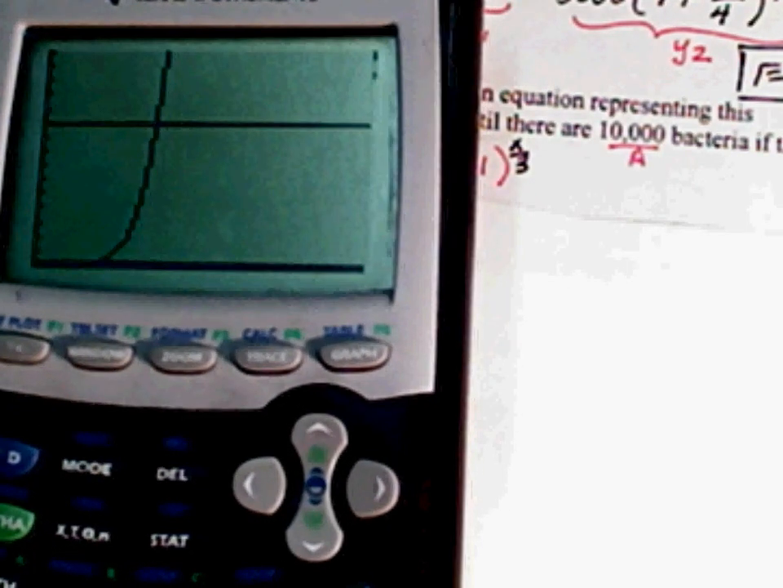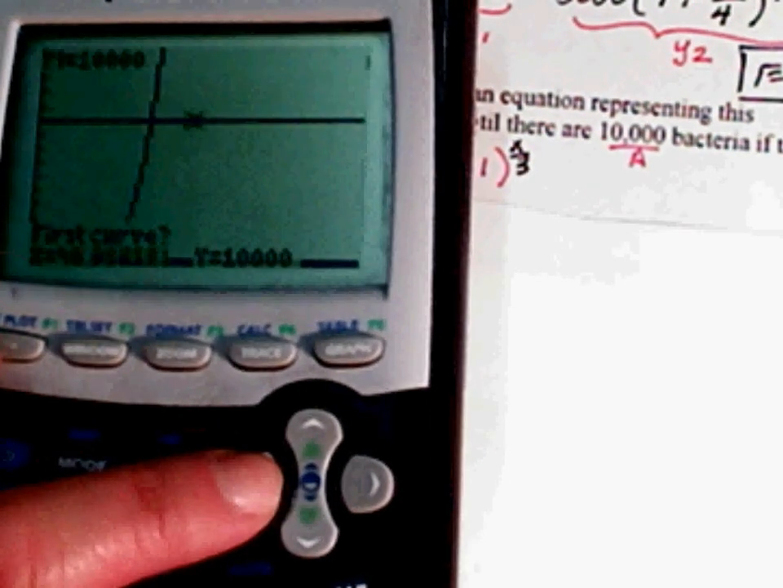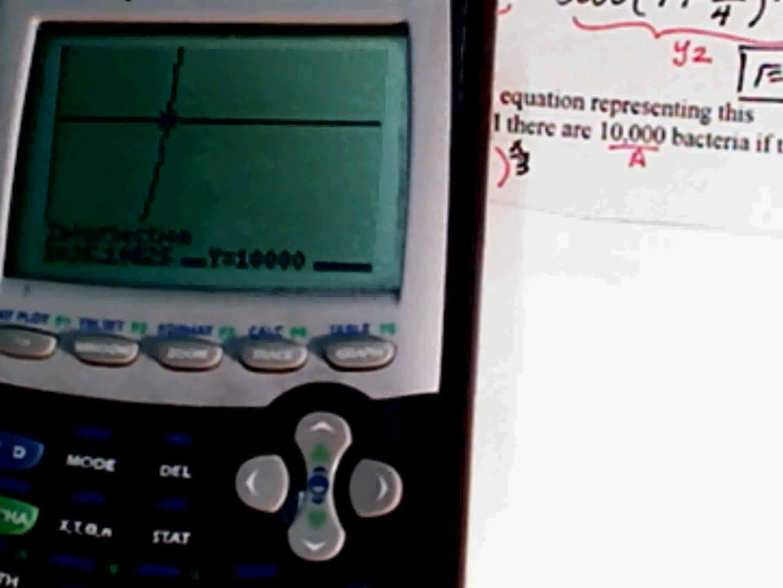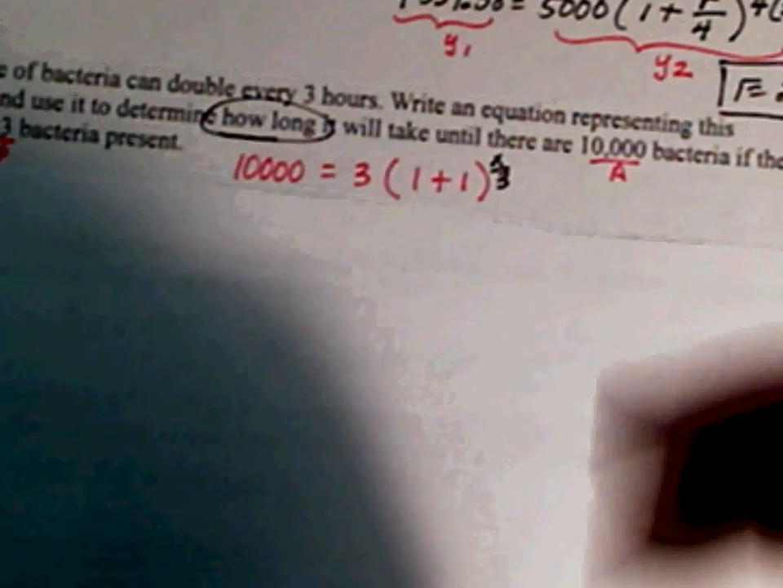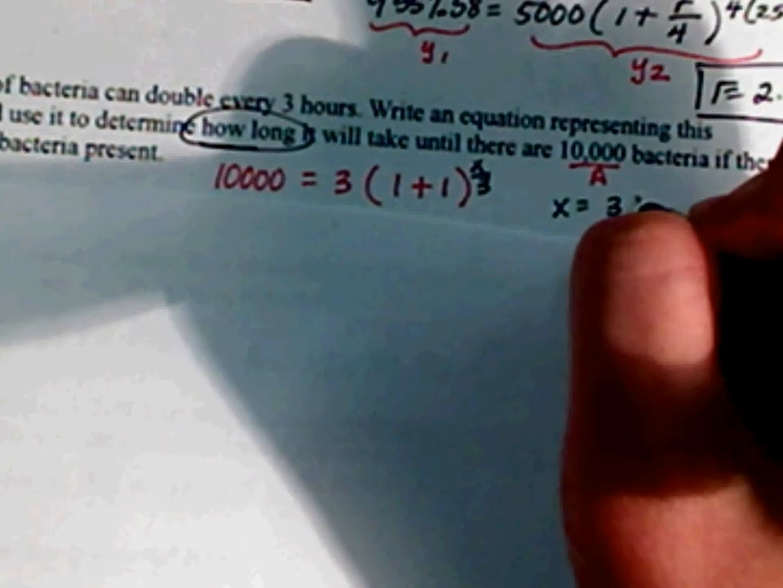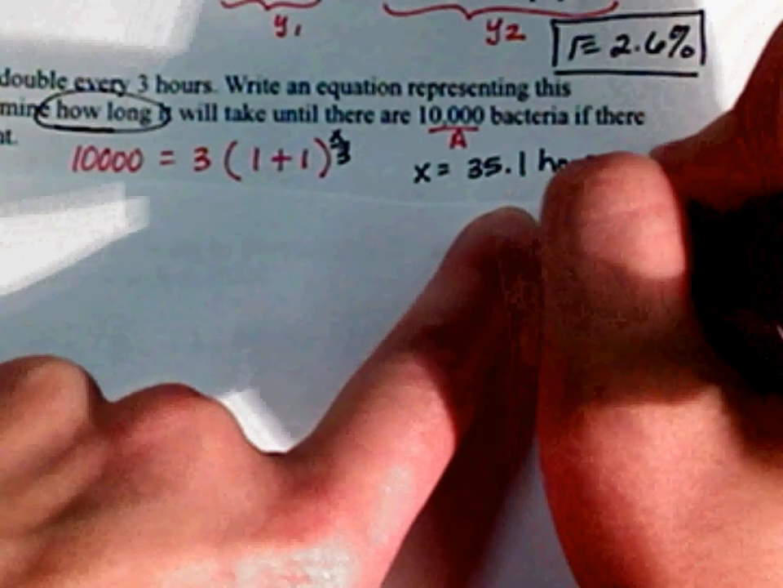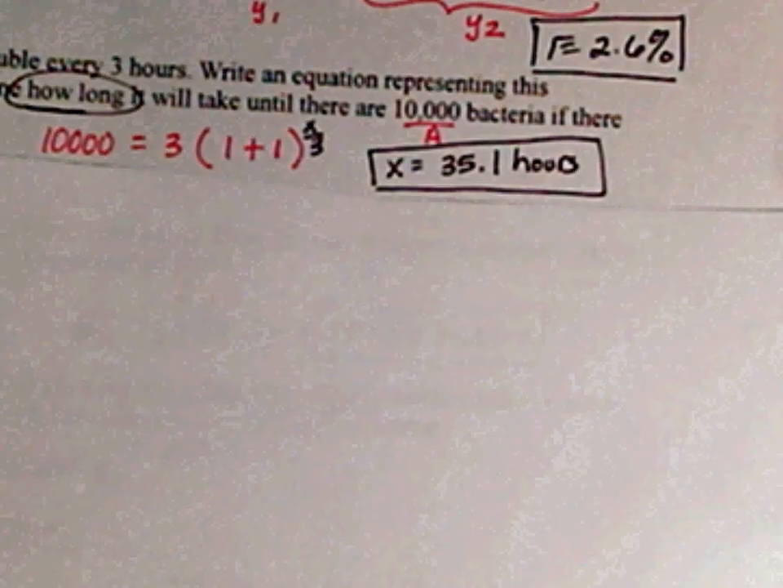Hit second calc. Go to intersection. First curve. Enter. Second curve. Enter. So how long is it going to take? What's it say? 35.1 hours, not years. Thank you, guys. Good job. All right. Any questions? Thank you for the reminder.